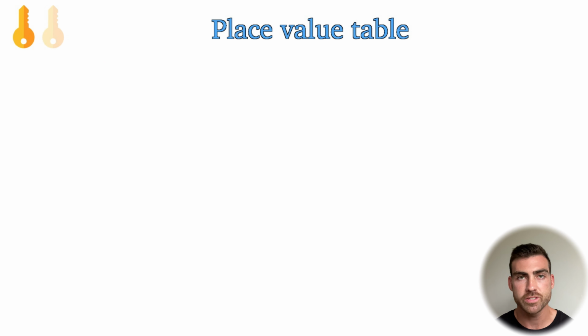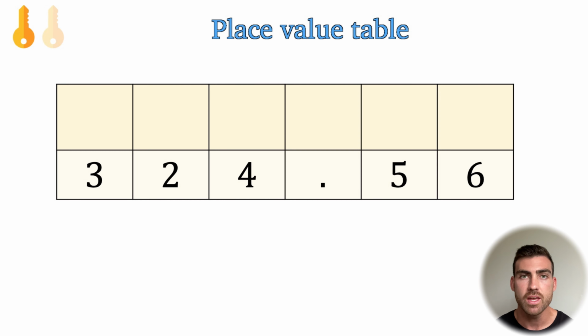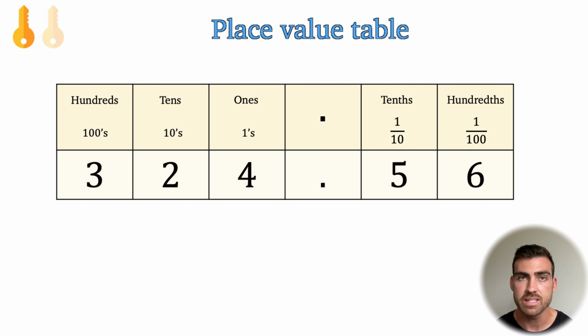The place value table illustrates and explains what each digit in a number represents. If we were given the following number, we read out each digit slowly. 3 expresses how many hundreds there are. 2 says how many tens there are. 4 is how many ones, then the decimal point. 5 is the tenths column, and 6 is the hundredths column.